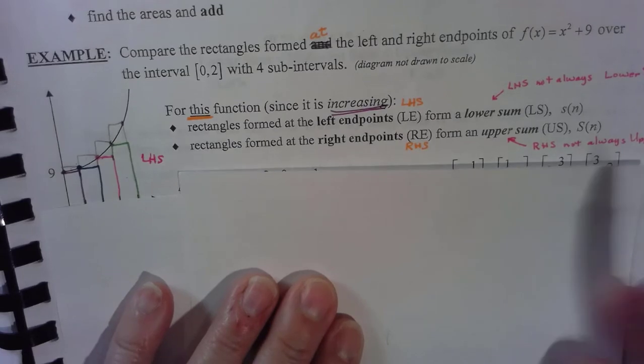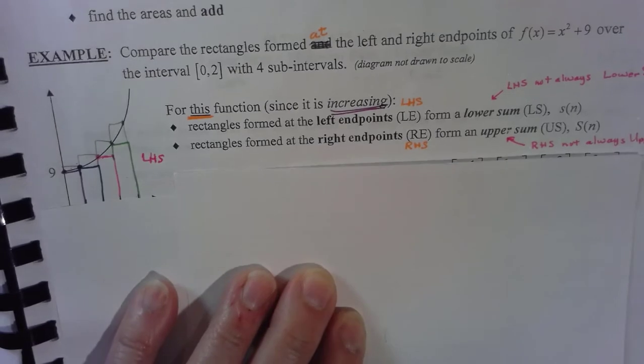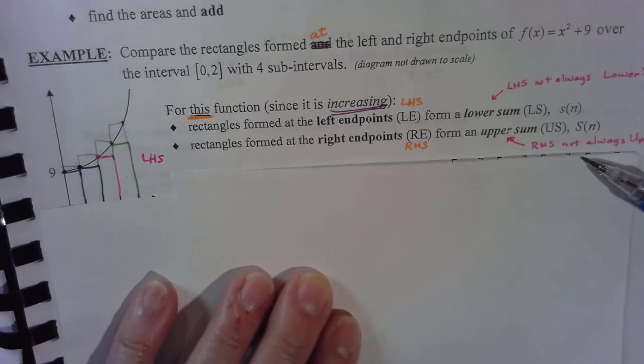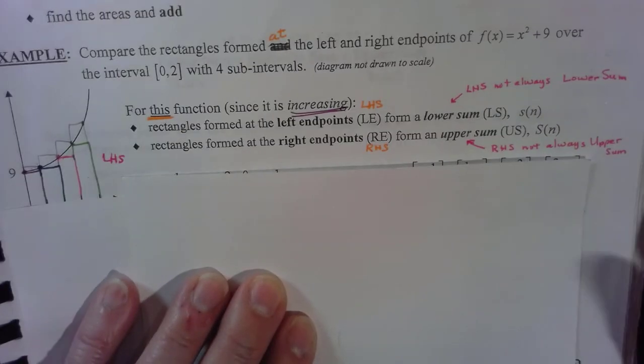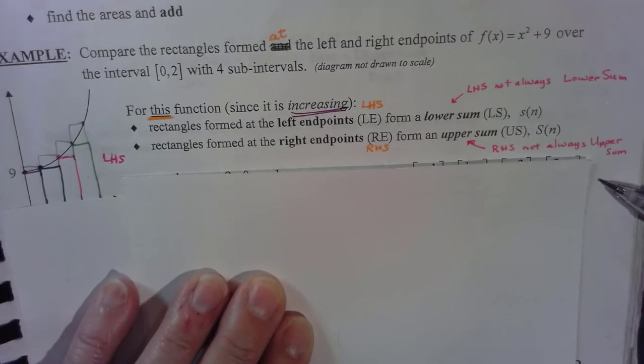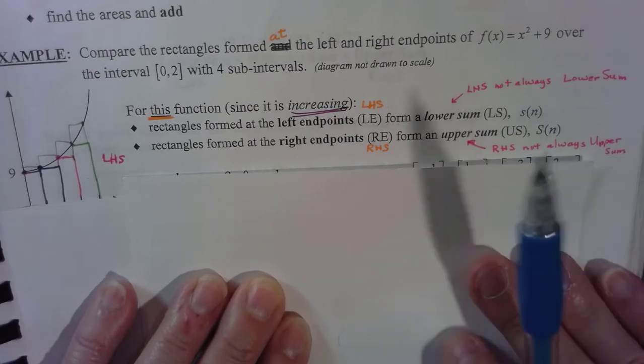Now let us remember, it's very important. Your left-hand sum is not always a lower sum. It is in this case because my function was increasing. Your right-hand sum is not always an upper sum. It is in this case because my function is increasing.